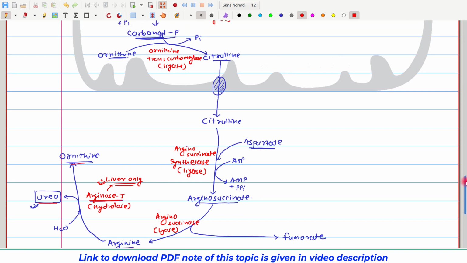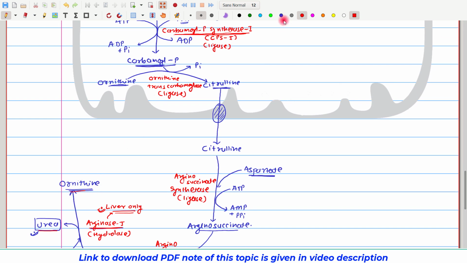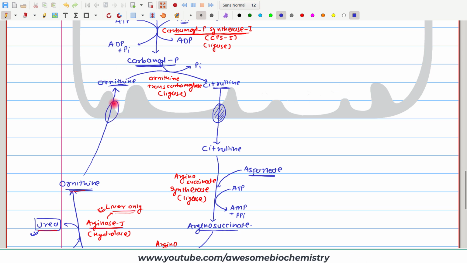Now, let us come back to the urea cycle. What will happen to this ornithine? This ornithine will be transported again inside the mitochondria, and there are special transporters available on the mitochondrial membrane which transport ornithine from the cytosol to the mitochondria. So, here as we can see, ornithine is regenerated and this cycle goes on and produces urea.